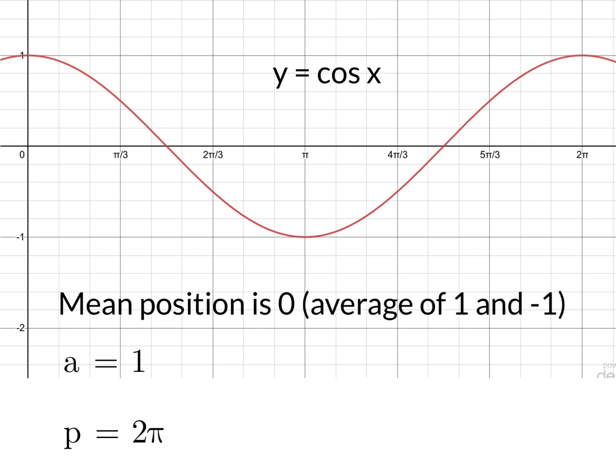The cos curve, similar to the sine curve, its period is 2 pi because it starts at 1. So that's when x is 0. And it returns to 1 at 2 pi. So that gives us our period. The amplitude is 1 and the mean position is 0.